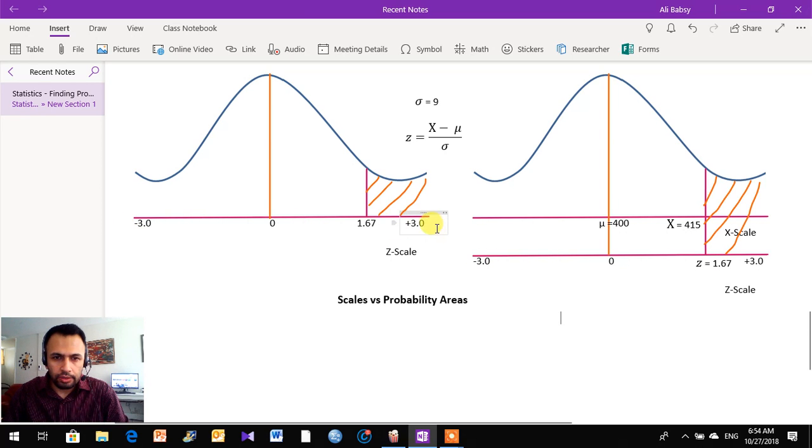So same values here. Minus 3 and plus 3 are showing that the values given in the table of z are between minus 3 and plus 3. Now what we are left with is the probability area, which is the area under the curve. With the help of 1.67 we can determine this area, whatever that is, and if we deduct this area from 1, then we will get this area.